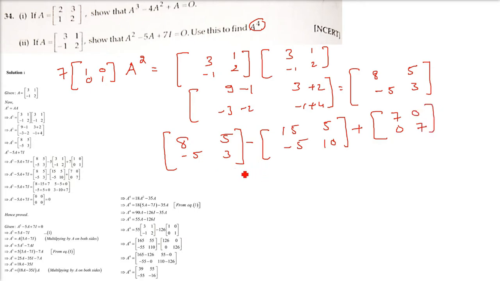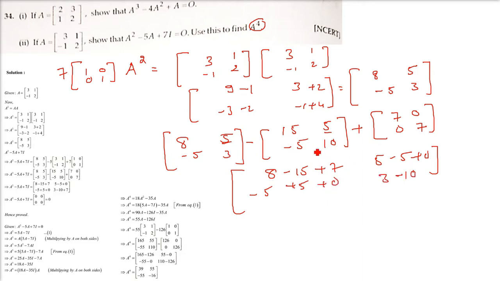Now let us do it directly. 8 minus 15 plus 7. 5 minus 5 plus 0. Then we have -5 plus 5. And then plus 0, 3 minus 10 plus 7. So 8 plus 7 is 15. 15 minus 15 is 0. So you get a 0. 5 minus 5, 0. 5 minus 5, 0. 3 plus 7 is 10. 10 minus 10, 0. So what do you get? This we have already proved now.